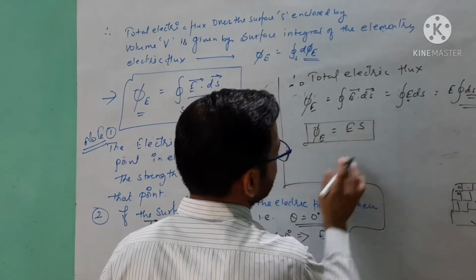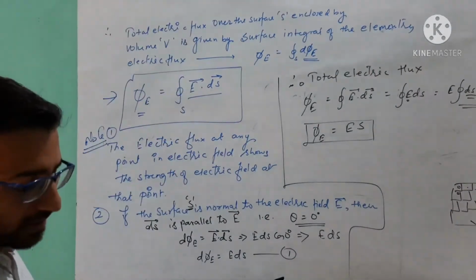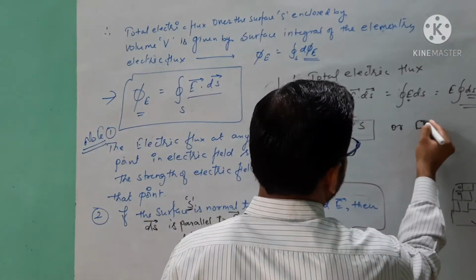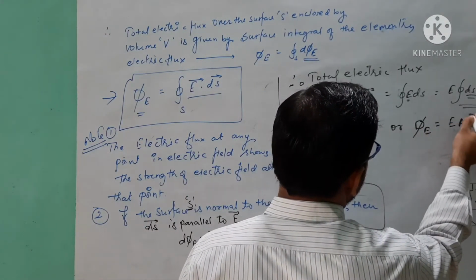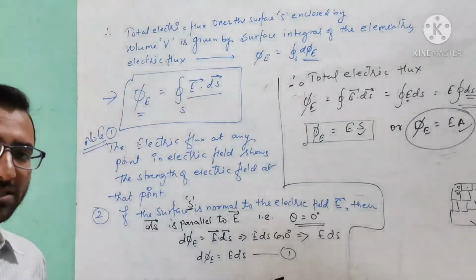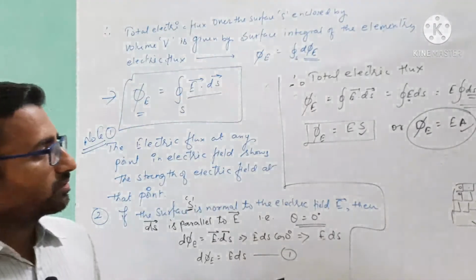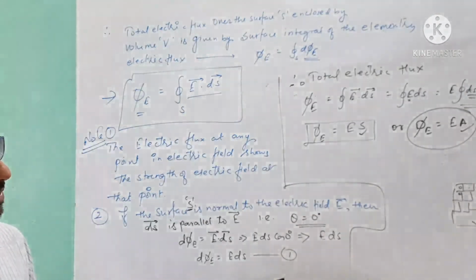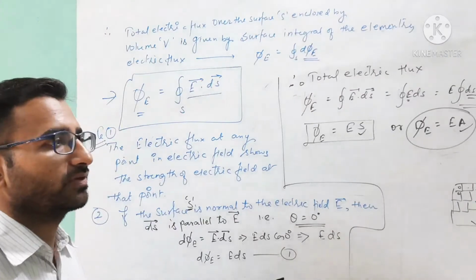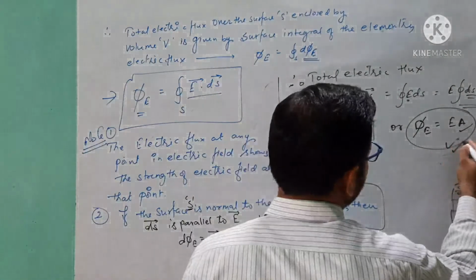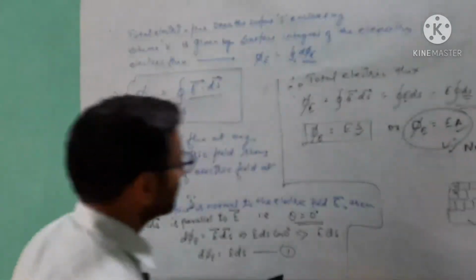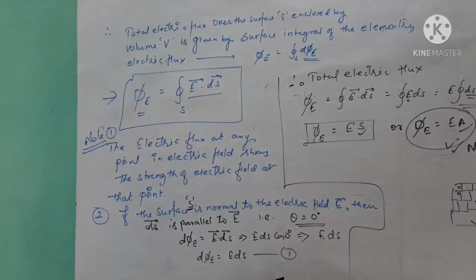In some books, if you represent the area by A, then the formula will be phi E is equal to E into A. Don't worry about whether S is the area or A is the area; you can represent it by S or by A. Now I show this relation because we want to know the SI unit and also the dimension formula of electric flux. So kindly note down this formula or this result, it is very helpful for you. After that I will continue the topic, so pause the video and note it down.